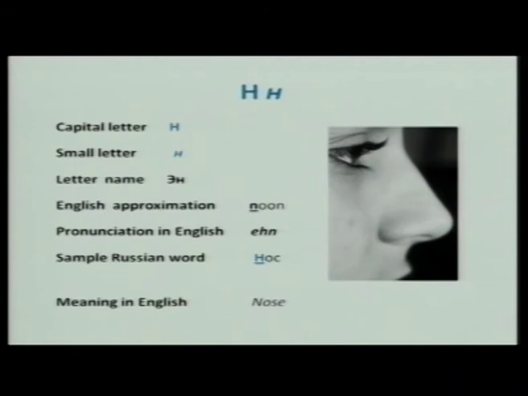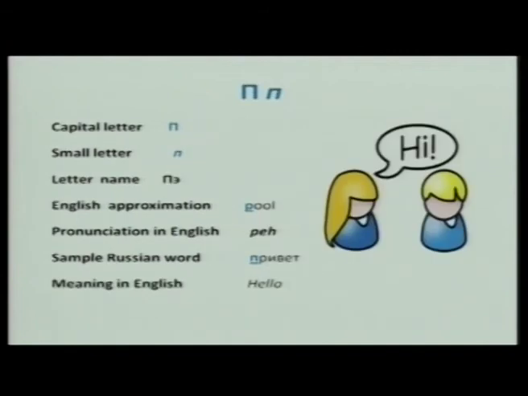The next letter is N, as in noon. A Russian word we have used here for letter N is nose, which means nose. Let us go to the next letter now.